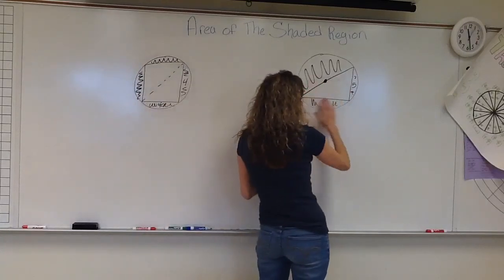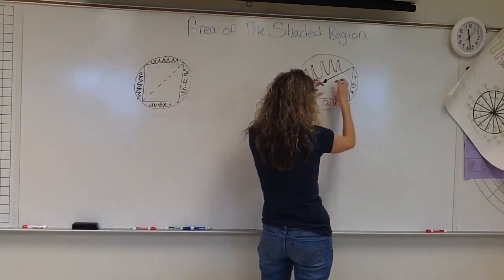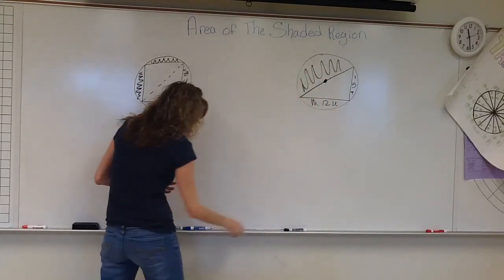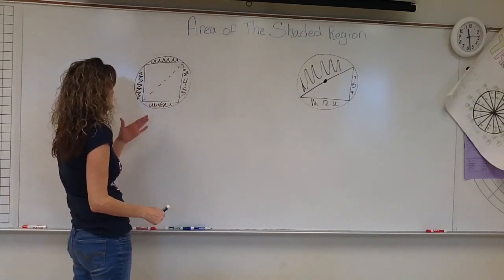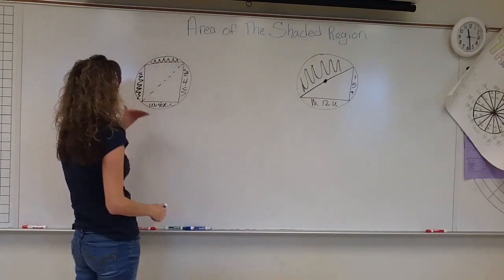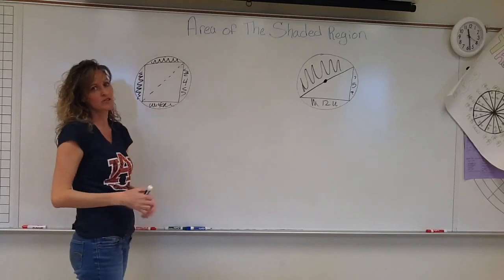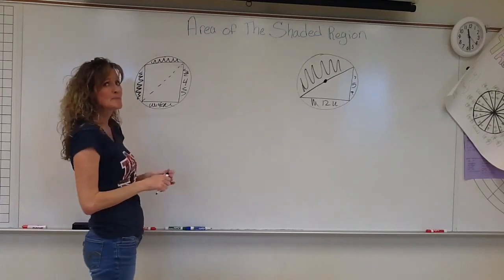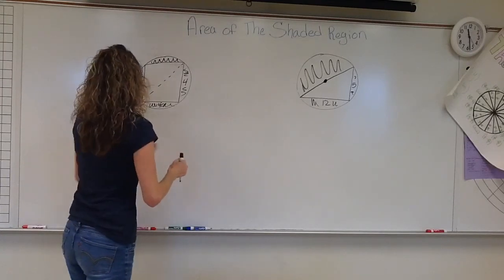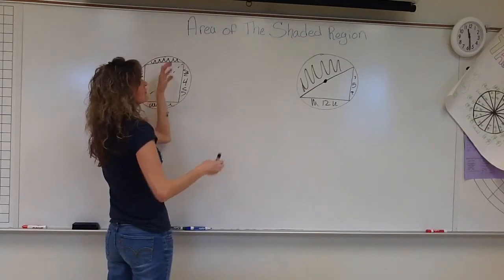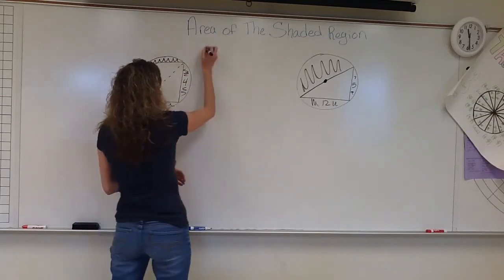And then the second one has a right triangle, and I want only the shaded region, so I want everything but the right triangle. So think about that. How could we find the area of just the shaded region? Well, it's taking out that part you don't want, and in math, taking out would be subtraction. So I want to subtract the area of the square from the area of the circle.